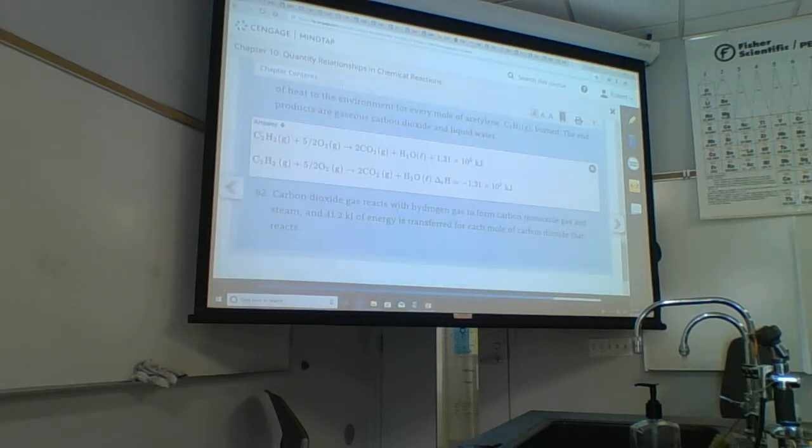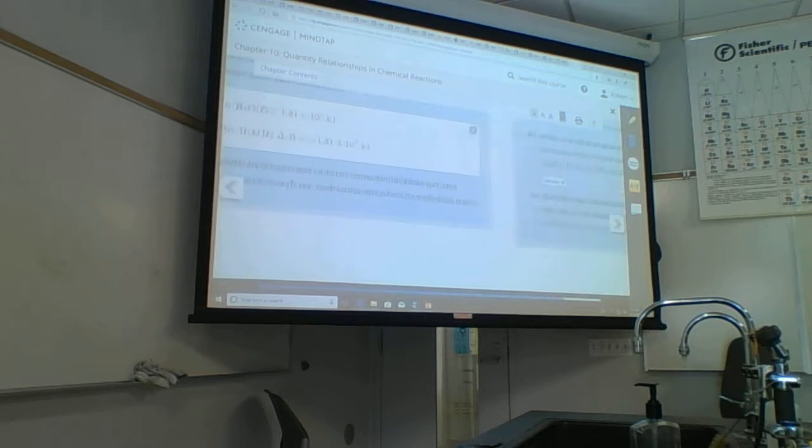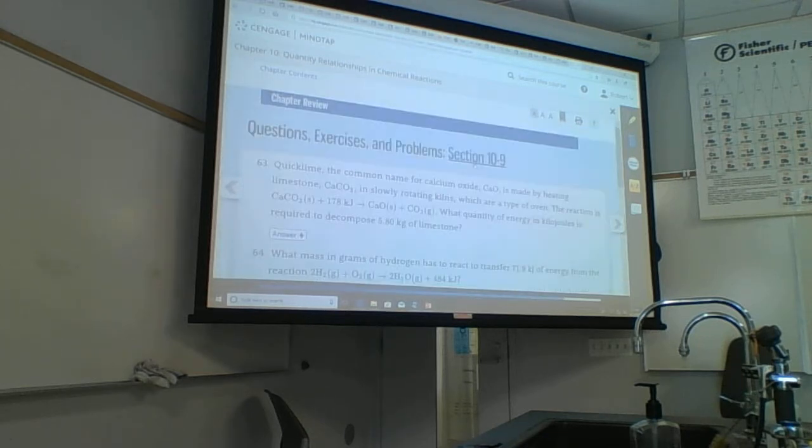Carbon dioxide gas reacts with hydrogen gas to form carbon monoxide gas and steam. 41.2 kilojoules of energy is transferred for each mole of carbon dioxide that reacts. So again, it's ambiguous. I don't like that. This one is not ambiguous. This one's okay. We saw this reaction earlier.